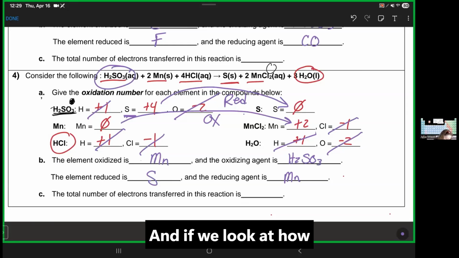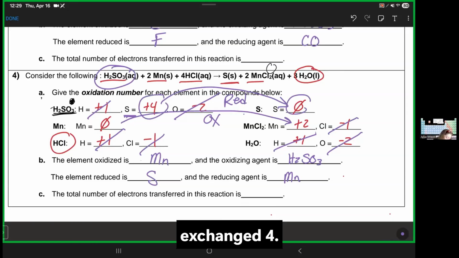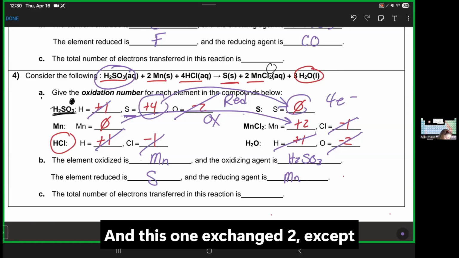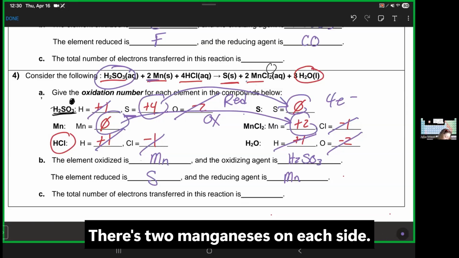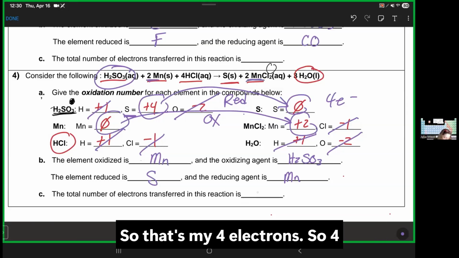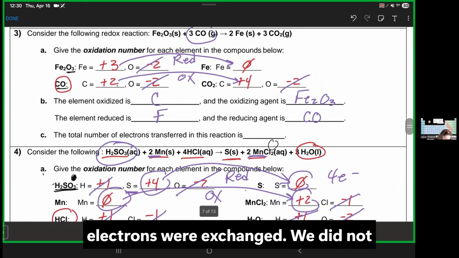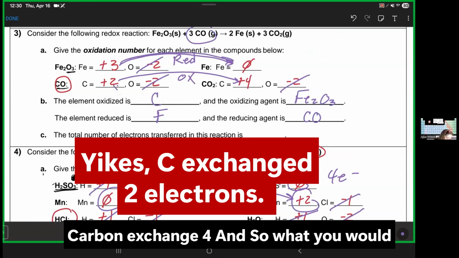And if we look at how many electrons were exchanged, this one exchanged 4. And this one exchanged 2, except there were 2 manganeses there. Right? There's 2 manganeses on each side, so that's my 4 electrons. So 4 electrons were exchanged. We did not look at that up here. Up here, iron exchanged 3, carbon exchanged 4.